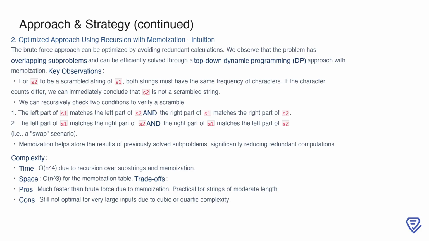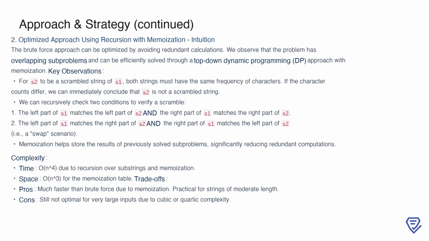A more efficient way to solve this problem is by using recursion with memoization. This optimized approach builds on the brute force method but avoids redundant calculations by storing the results of previously solved subproblems. This is possible because the problem exhibits overlapping subproblems, a hallmark of dynamic programming. One key observation is that for s2 to be a scrambled string of s1, both strings must have the same frequency of characters. If their character counts differ, we can immediately eliminate s2 as a possibility.